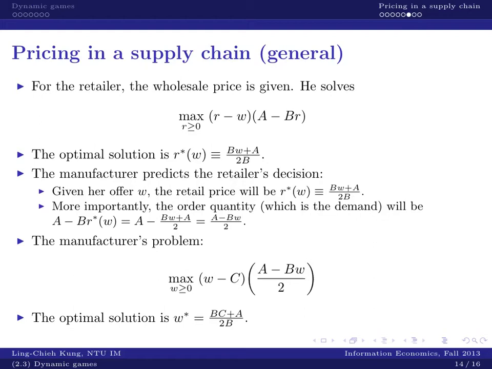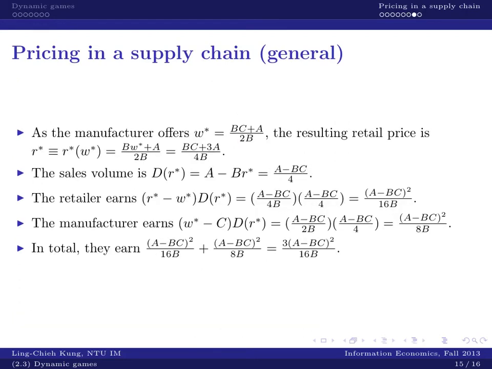You may want to verify that this can be done in the general setting. We don't need to assume that A is something, B is something, or C is something. They can be left there as just symbols, and you may try to solve this game by yourself to verify that this can be done. You may find the optimal wholesale price, optimal retail price, and everything follows.